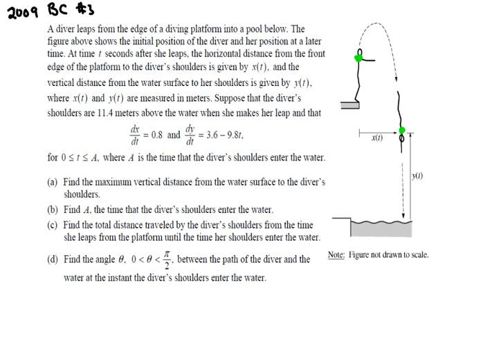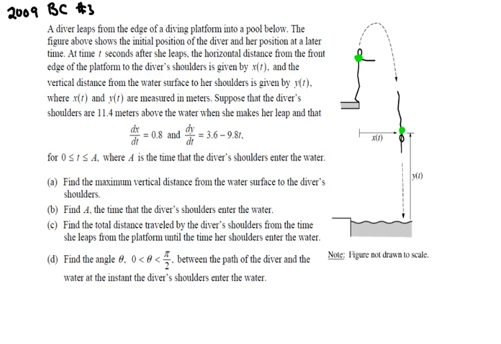Now suppose that the diver's shoulders are 11.4 meters above the water when she makes her leap, and that dx/dt equals 0.8 and dy/dt equals 3.6 minus 9.8t for t greater than or equal to 0, less than or equal to a, where a is the time that the diver's shoulders enter the water.